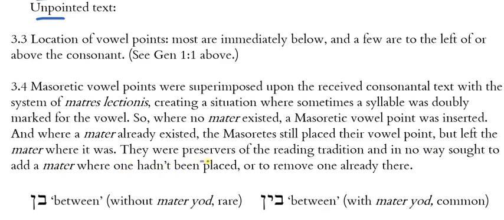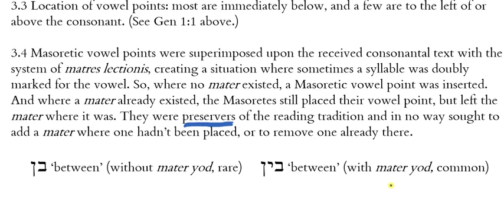And they were preservers, and this is important. They were not really trying to be innovators. They were preservers of the reading tradition that they had received, and in no way sought to add a mater where one hadn't been placed, or to remove one that was already there. They wanted to be faithful to the reading tradition they had, and they wanted to be faithful to the consonantal text that they had. And so if there wasn't a mater marking a vowel, they put their own. And if there already was a mater, they still put their own vowel.